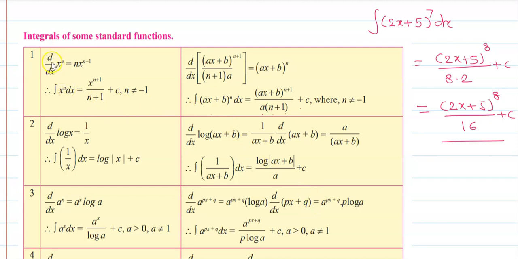And hence the integral of x raised to n is x raised to n plus 1 upon n plus 1, and the integral of the expression in this linear form is (ax+b) raised to n plus 1 upon n plus 1 into the coefficient of x, or the derivative of ax plus b. The derivative of b is 0, the derivative of x is 1, 1 into a is a. In this way.